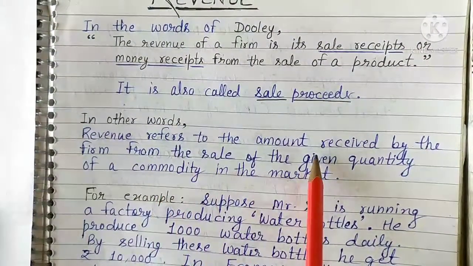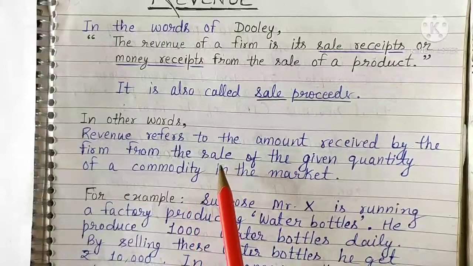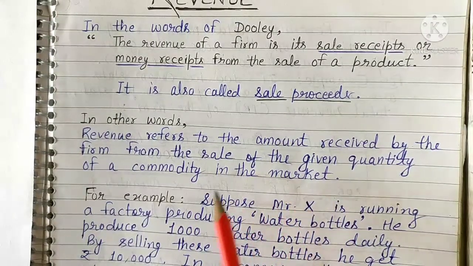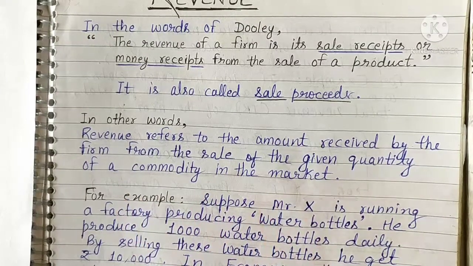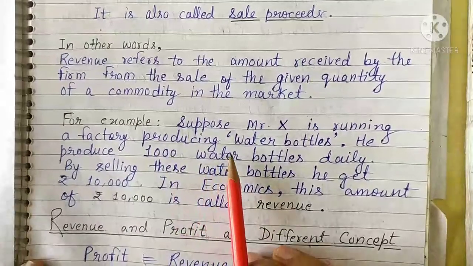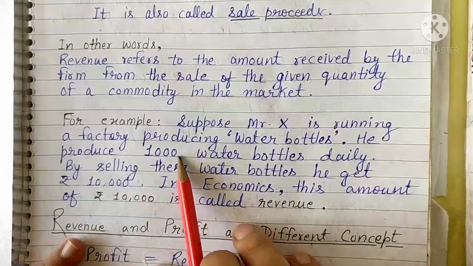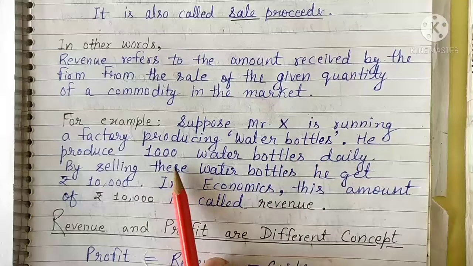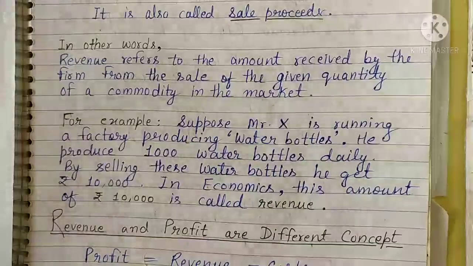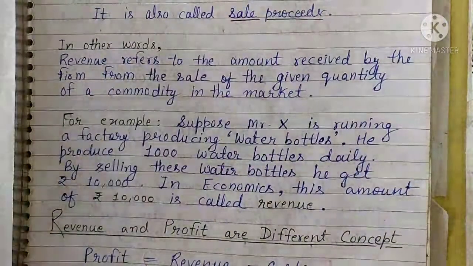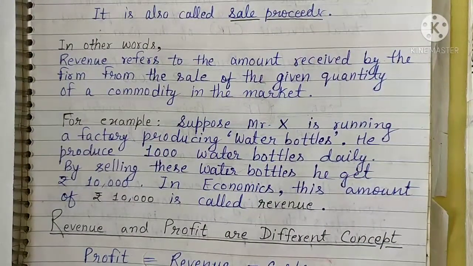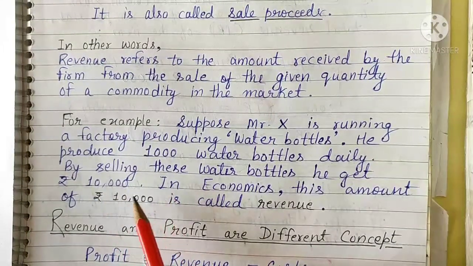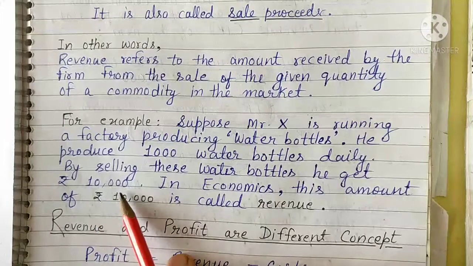So revenue refers to the amount which is received by the firm from the sale of the given quantity. Like there we have seen an example, 100 quantities of a commodity in the market. For example, suppose Mr. X is running a factory which produces water bottles. Now he produced 1000 water bottles, and after manufacturing them, he is going to sell these water bottles at 10,000 rupees.